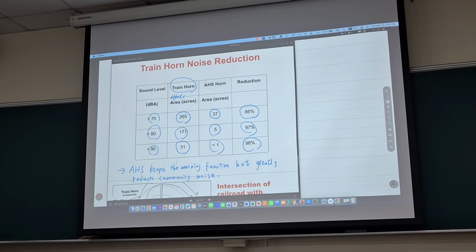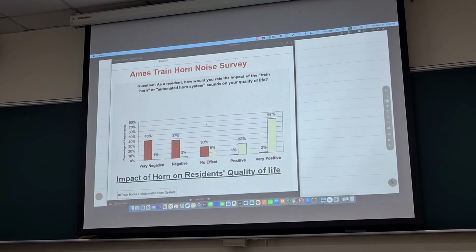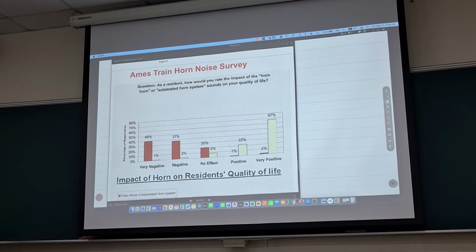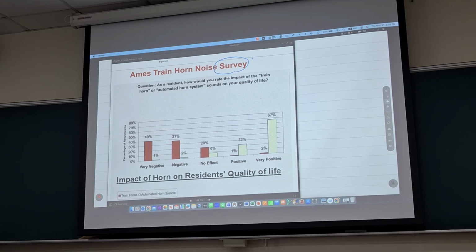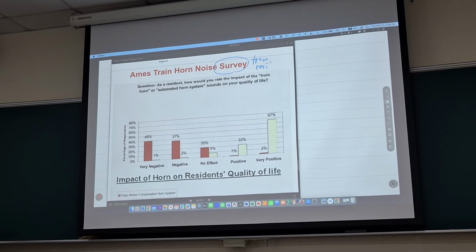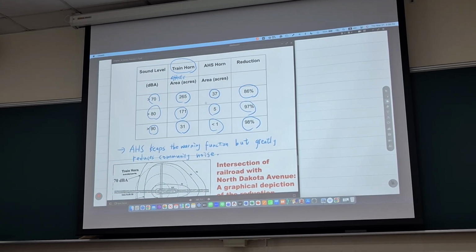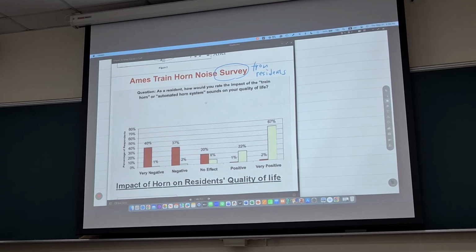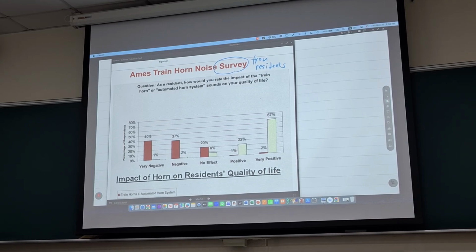Okay, so this is just a fact. This is the data, but we still need to do some surveys from the residents. Okay, students, this is the real data, what we measure, right? Real data, scientific data. And this is more human, more humanities. So we take some surveys from residents.